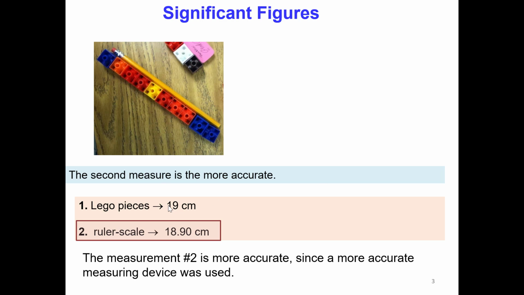In this case, we measured the length of this pencil using the Legos, and the result was 19 centimeters, and using a ruler it was 18.90 centimeters. Which of these measures is more accurate? We can say the second measurement is more accurate, since a more accurate measurement device was used, in this case a ruler. The second one, 18.90, is more accurate.